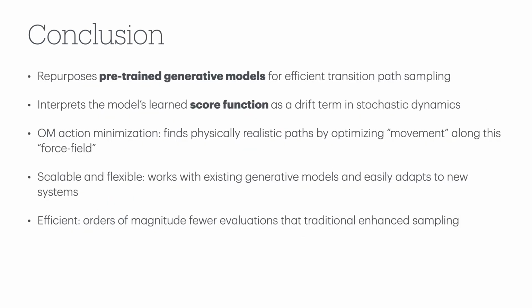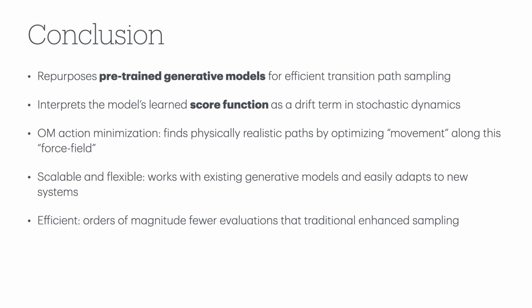Okay, now to wrap this all up, what's the conclusion? What this paper did is repurpose pre-trained generative models for efficient transition path sampling. We don't need to train a new model. We don't need to compute forces. It's super computationally efficient. It interprets the model's learned score function as a drift term in stochastic dynamics. And OM action minimization finds physically realistic paths by optimizing the movements along this force field. Overall, this method is scalable and flexible, right? It works with existing generative models and easily adapts to new systems.